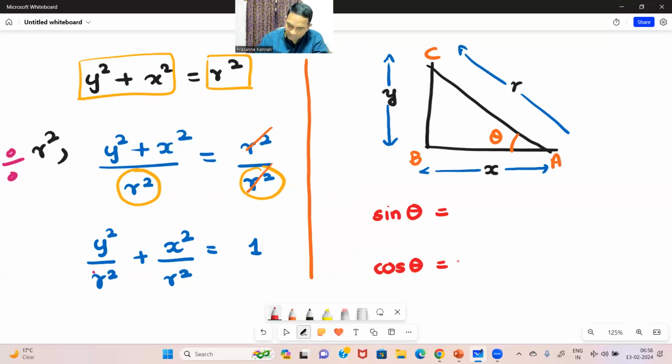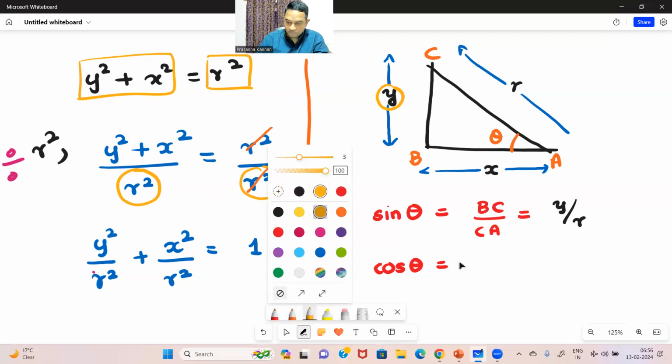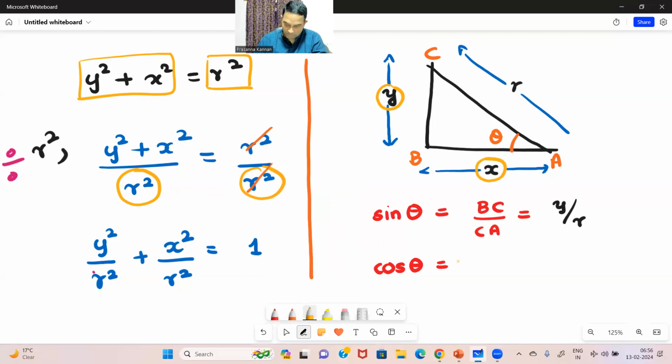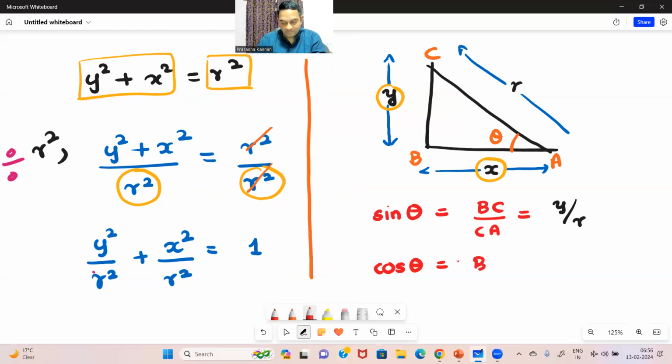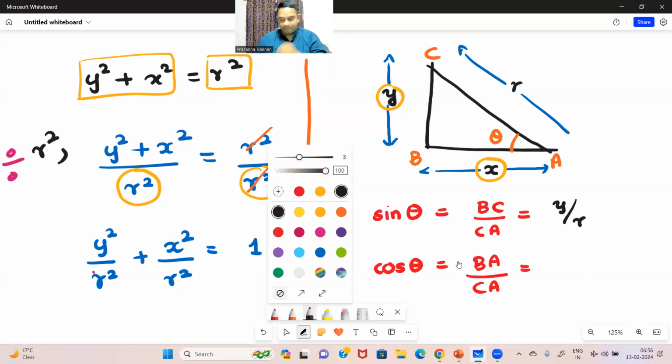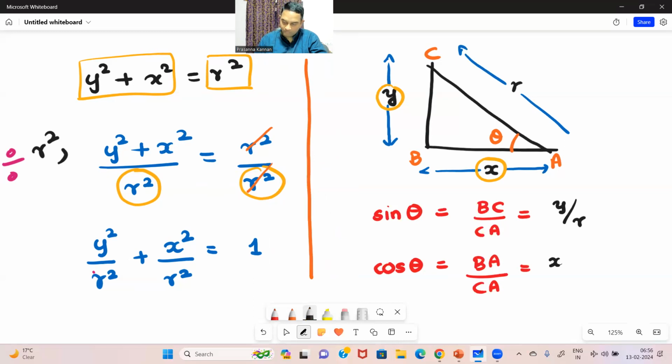So let me write it here. It is nothing but BC by CA. What symbol have I given for BC? Y, right? So I'm going to write y by r. Very good. Now tell me similarly for cos theta. Cos is base by hypotenuse, BA by CA. And what symbol have I given here? X by r. Good.